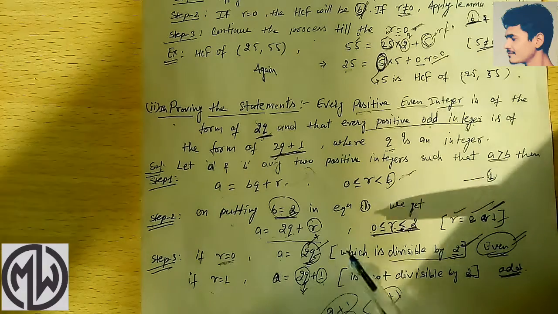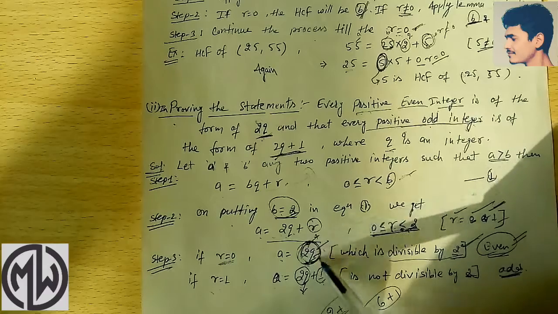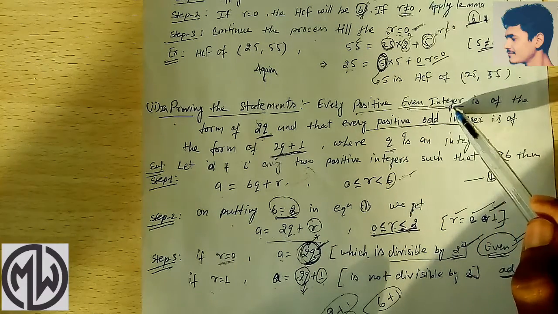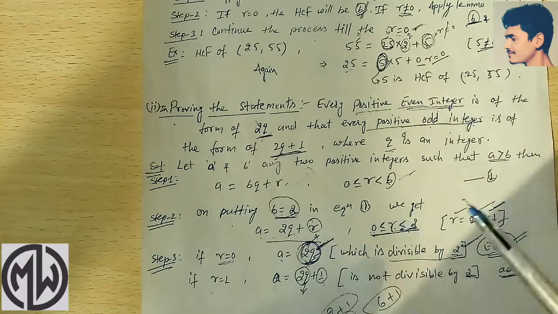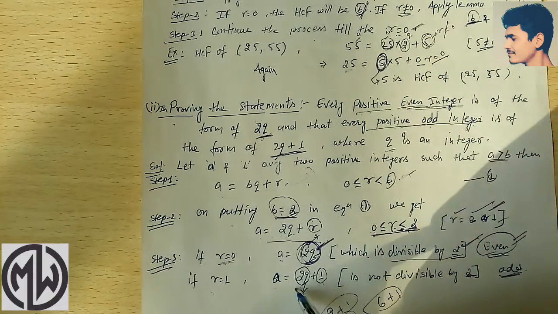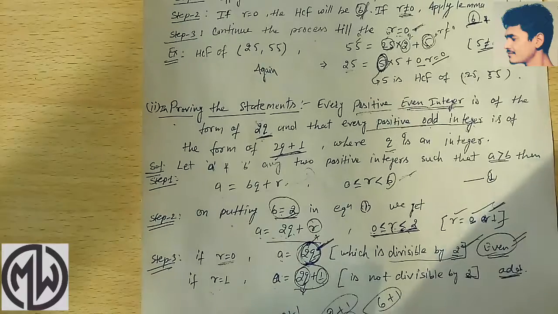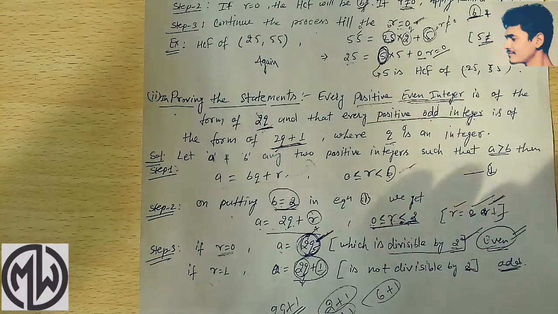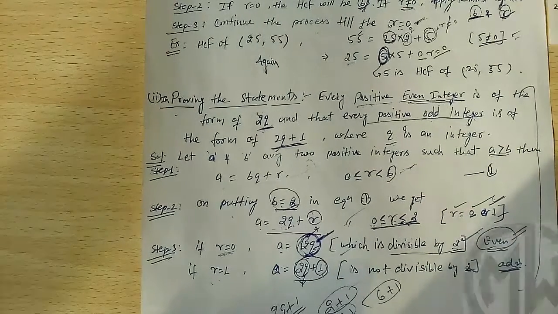So ultimately we can say that a is equals to 2q, that is, 2q type terms always define even numbers. That means we can say every positive even integer is of the form 2q and every positive odd integer can be written in the form 2q plus 1, where q is any integer. Alright, so we can simplify or write these types of questions by this formula.